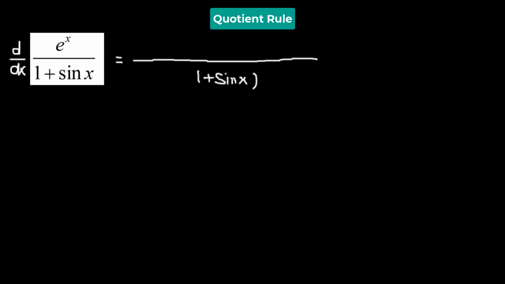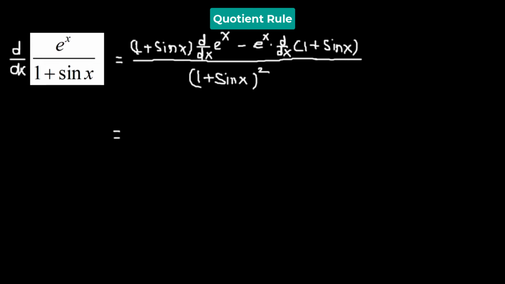and then square it. Then in the numerator, we start with the same function, 1 plus sine of x, and then multiply it to the derivative of the function in the numerator, which is the exponential function. Minus, we have the exponential function multiplied to the derivative of the denominator, which is 1 plus sine x.